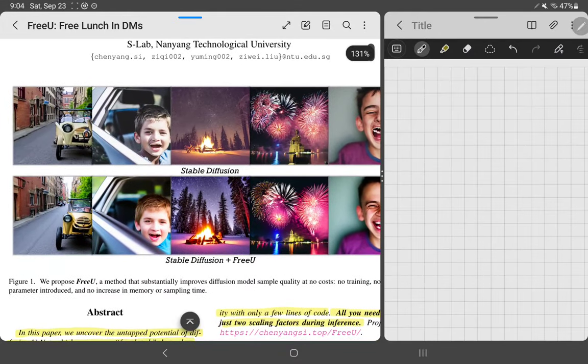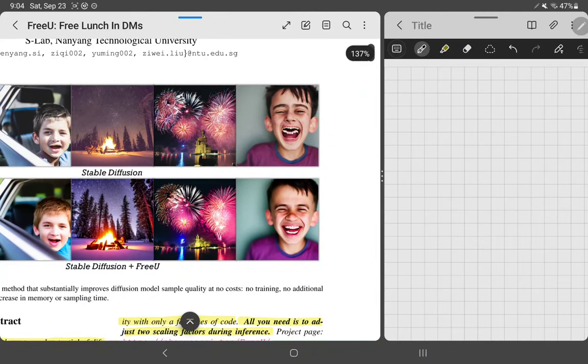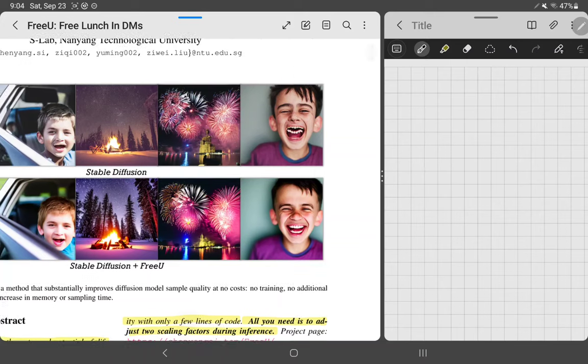But one of the big problems with diffusion is these artifacts, where, in this right example here, you can see it has two sets of teeth, and it's very weird. It has these artifacts where you specify something, probably a description like a picture of a kid laughing. This bottom one is clearly that. This top one is kind of that, but not really.